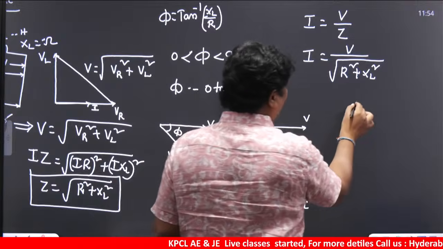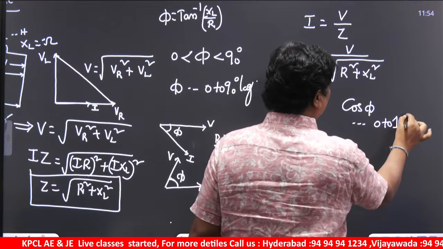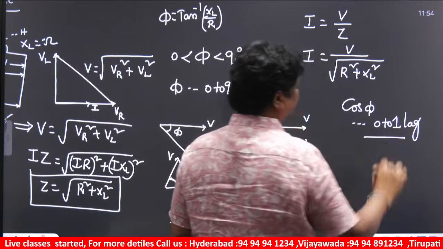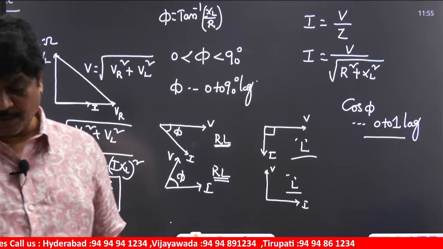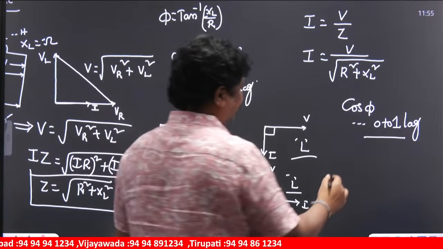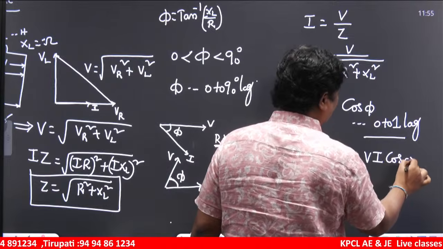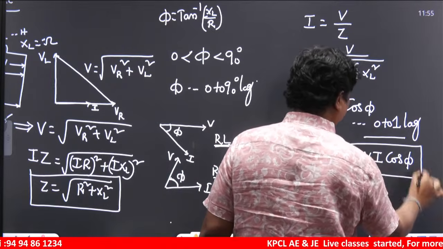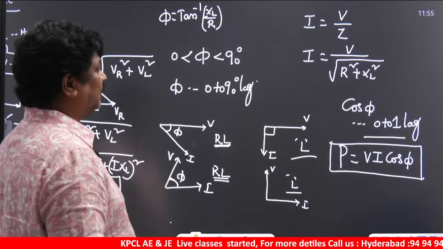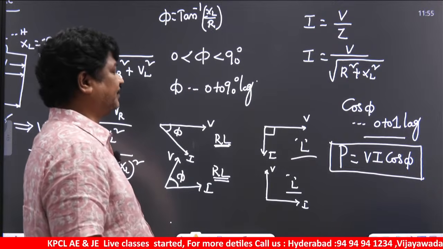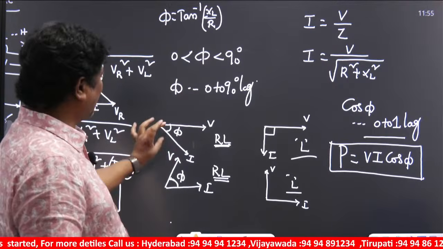Now what is the power factor, ma? Power factor is between 0 to 1 lagging. Now, what is the power formula here? P is equal to VI cos phi. This power is called active power. Power formula is VI cos phi. Power factor is 0 to 1 lagging. Current formula is this one.